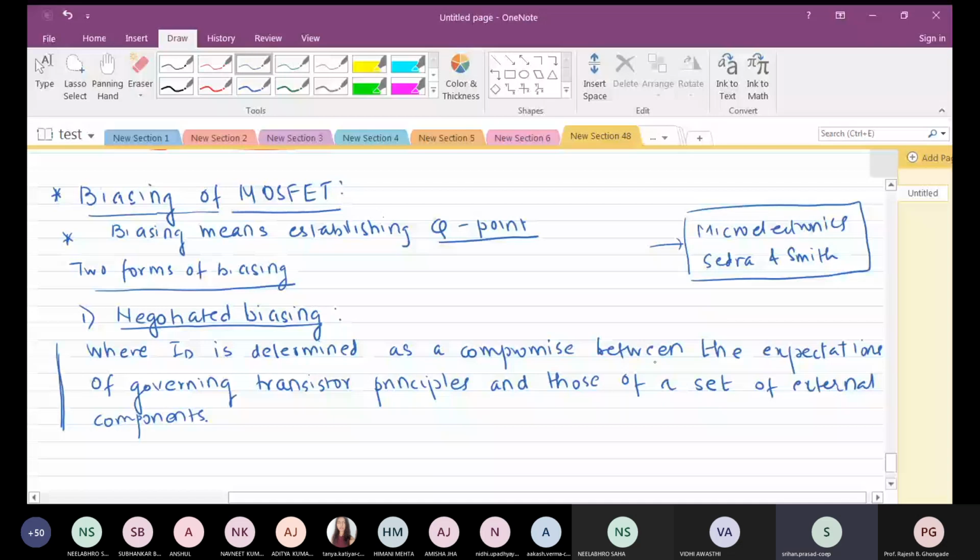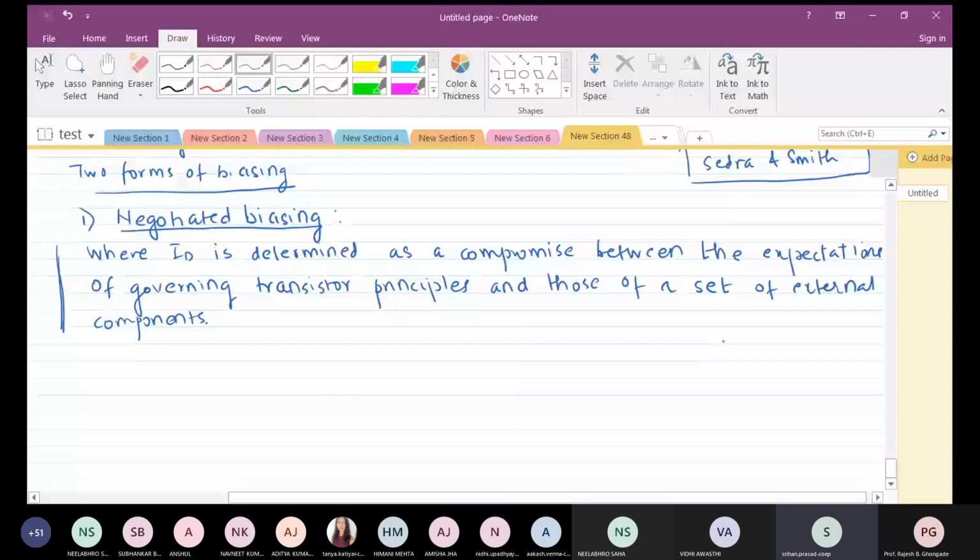Good designs will require parametric insensitivity. As we have already said, how do we define good biasing in case of BJT? Why do we say that voltage divider bias is the best one? Because it is not dependent on the beta of the transistor, a device parameter. So good designs require parametric insensitivity. So we have to find out such a kind of circuit.